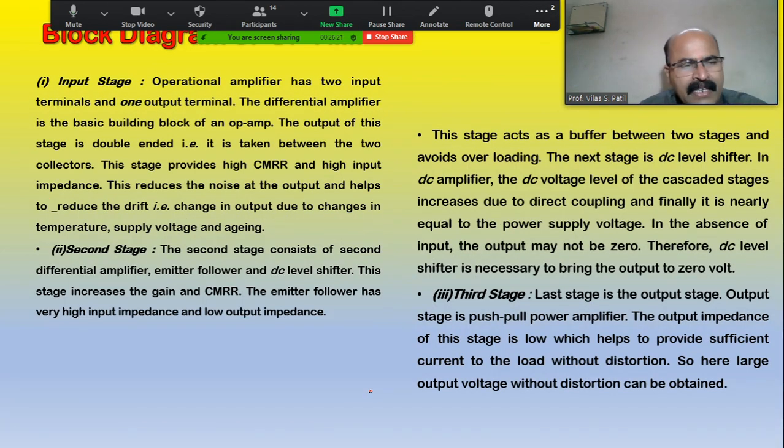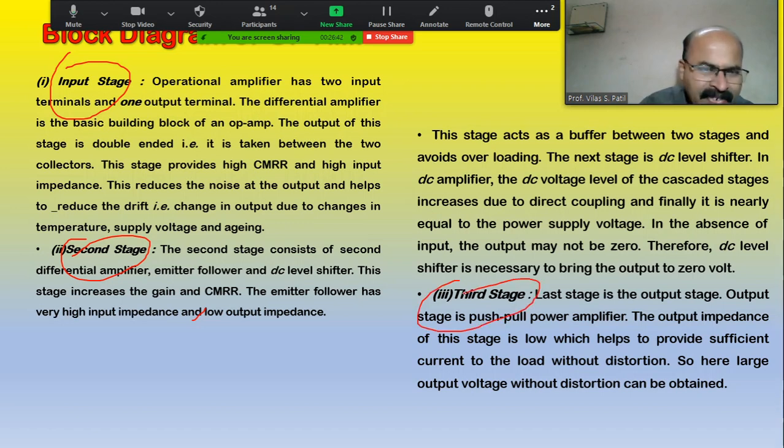See here, that is the explanation of each block: the input stage, second stage, and third stage. These are the three stages. This is the input stage. What is the function of the input stage? This is the second stage, and this is the third stage. This is the explanation of the three stages.